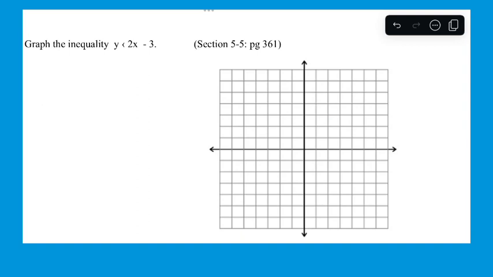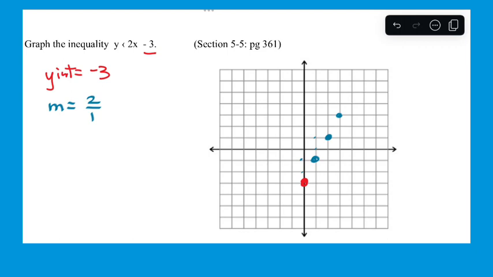Okay, we are graphing this inequality. We always start with our y-intercept. That y-intercept is -3. And then we do our slope, and our slope is up 2 and over 1. And I always like to put a couple in here.